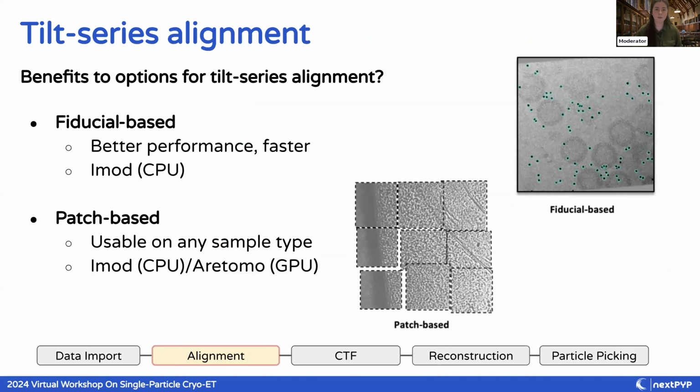Next, after you do frame alignment, you're going to do tilt series alignment. So the options for that are fiducial-based or patch-based. Fiducial-based is generally better performance and faster than patch-based, but the benefit to patch-based alignment is that it's usable on any sample type. For example, on in-situ samples and lamella, you're not going to be able to get these gold fiducial beads into your sample, so you'll need to do patch-based alignment. And along those lines, we support IMOD for fiducial-based alignment or patch-based alignment, and then we also recently added, by user request, AreTomo for patch-based alignment.